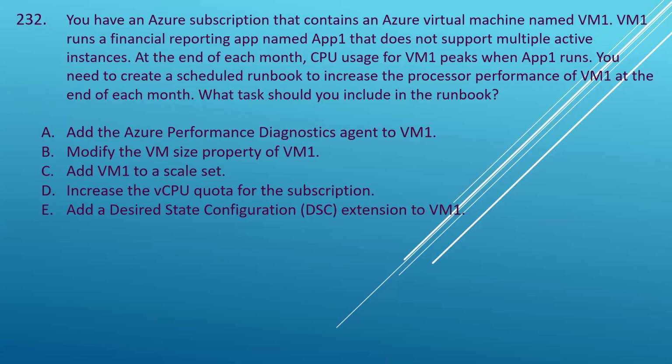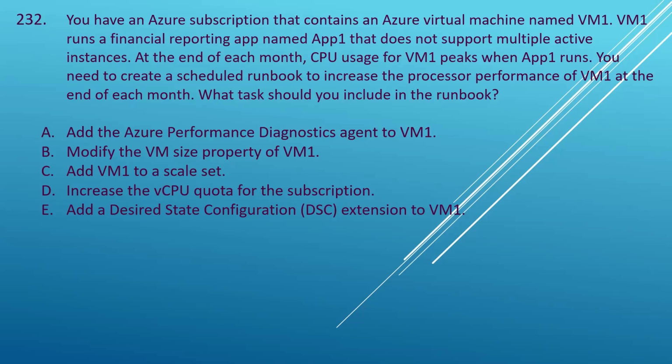You have an Azure subscription that contains an Azure virtual machine named VM1. VM1 runs a financial reporting app named App1 that does not support multiple active instances. At the end of each month, CPU usage for VM1 peaks when App1 runs. You need to create a scheduled runbook to increase the processor performance of VM1 at the end of each month. What task should you include in the runbook?